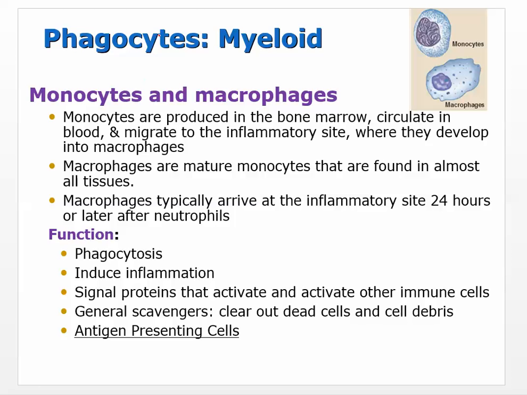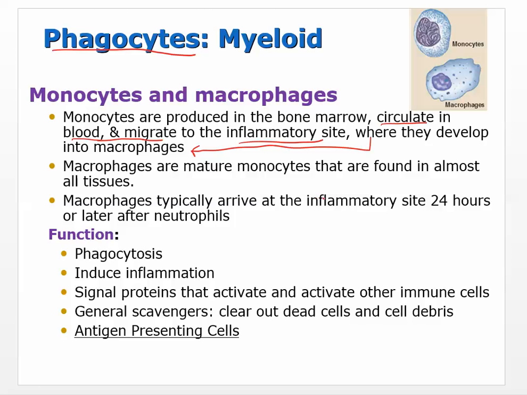Other phagocytes, so other things that are eating things: monocytes that turn into macrophages. We've also talked about these. They're all produced in the bone marrow, but monocytes are produced in the bone marrow and then circulate in the blood. These will then migrate to the inflammatory site and turn into macrophages. So this is kind of a review. Okay, so we know this.